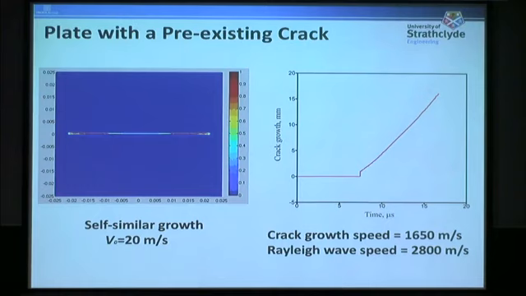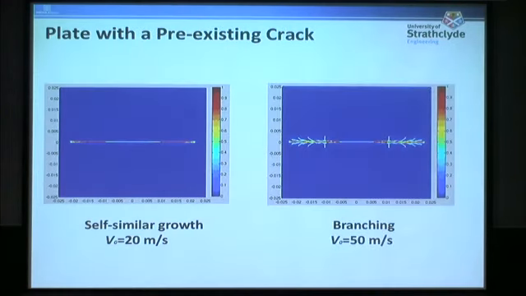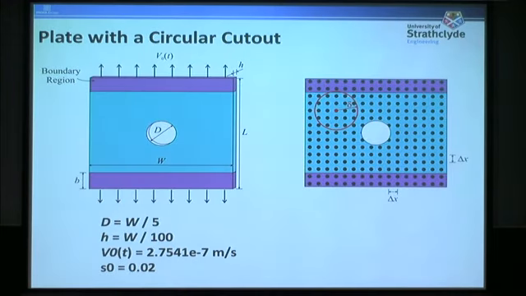Then for exactly the same geometry, we just changed our velocity from 20 to 50. Exactly the same, we didn't do anything special, and this is what we observed. For exactly the same model, now we have a much more complicated fracture pattern that we call branching, and this is very common for dynamic fracture. Again, we didn't do anything special to capture this complicated fracture situation, but peridynamics can easily capture this.